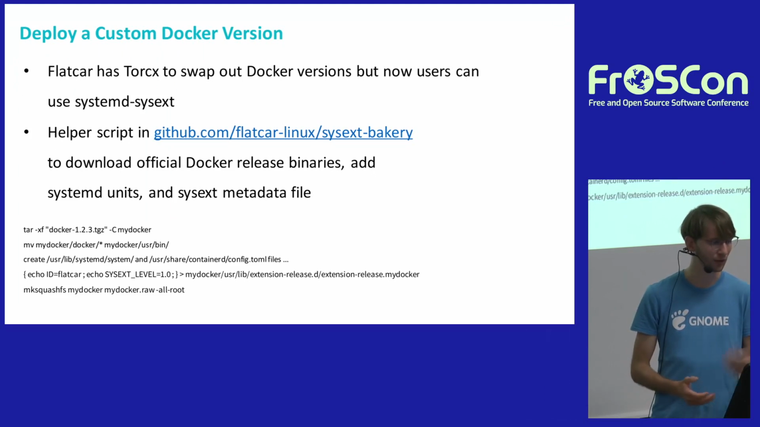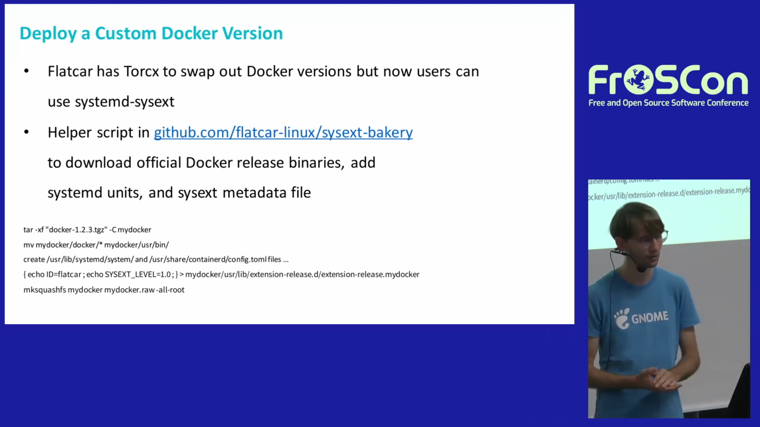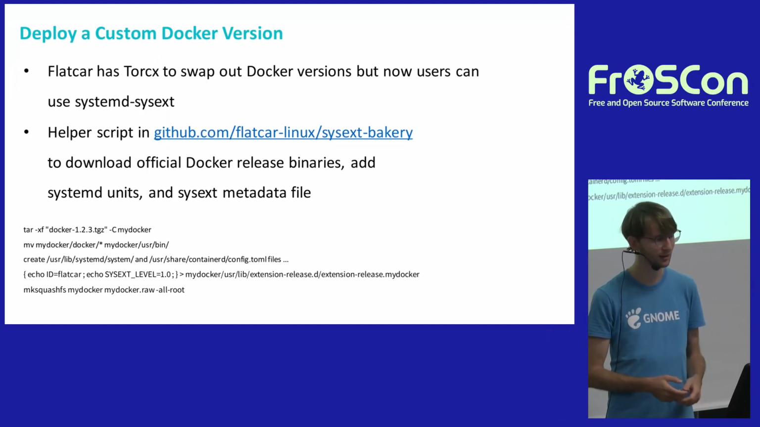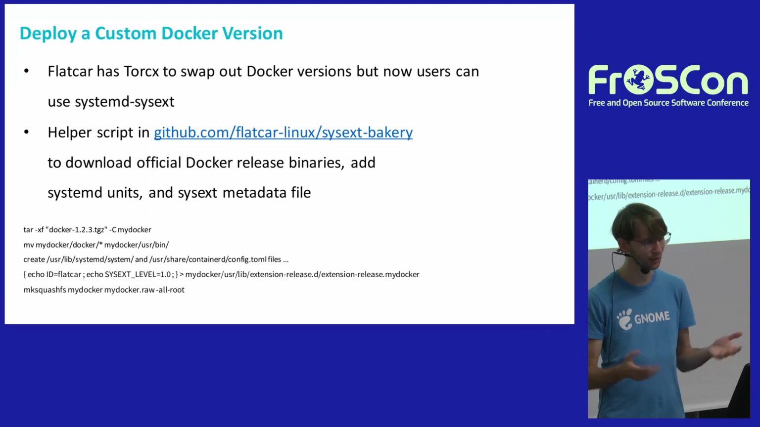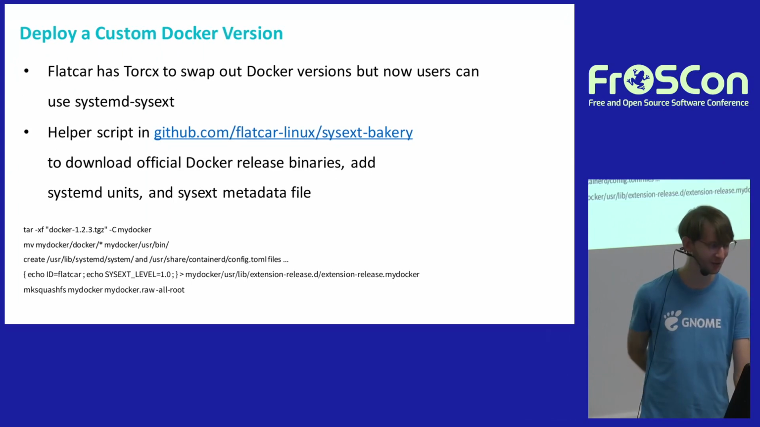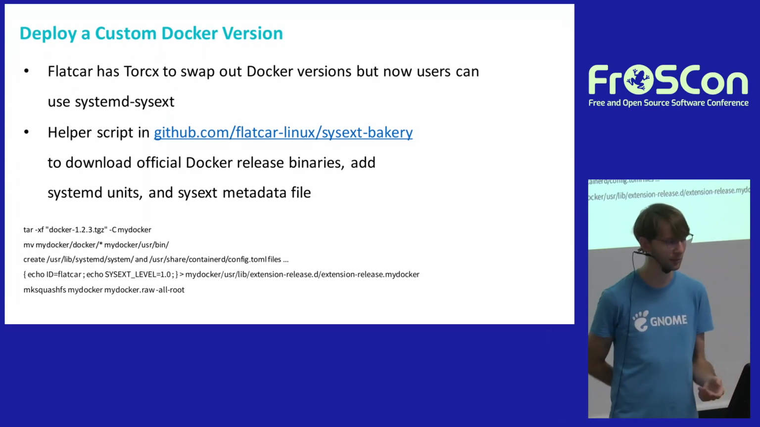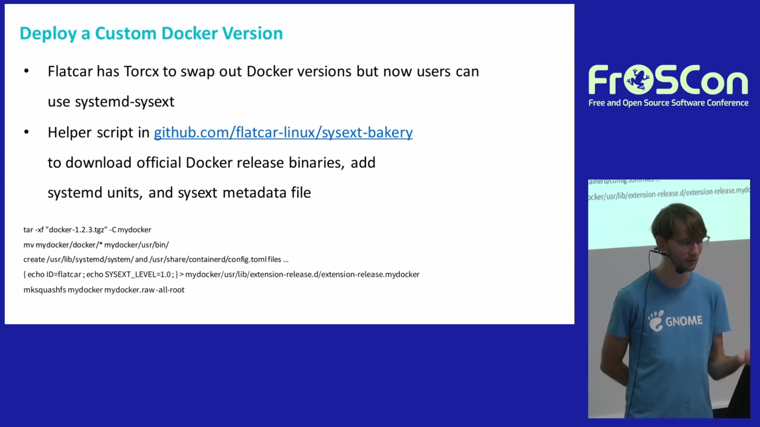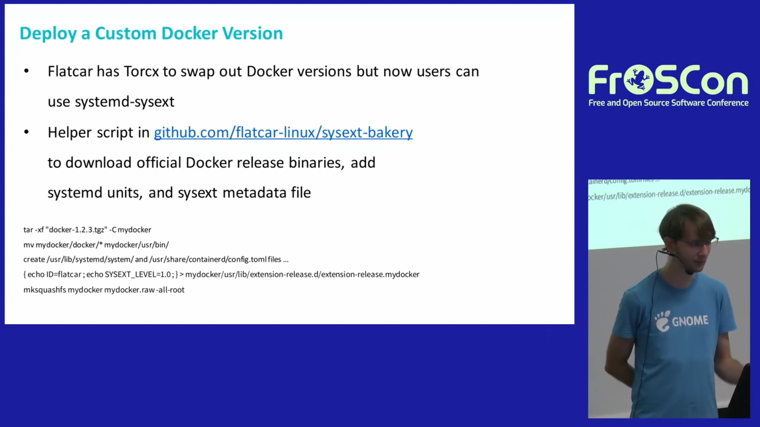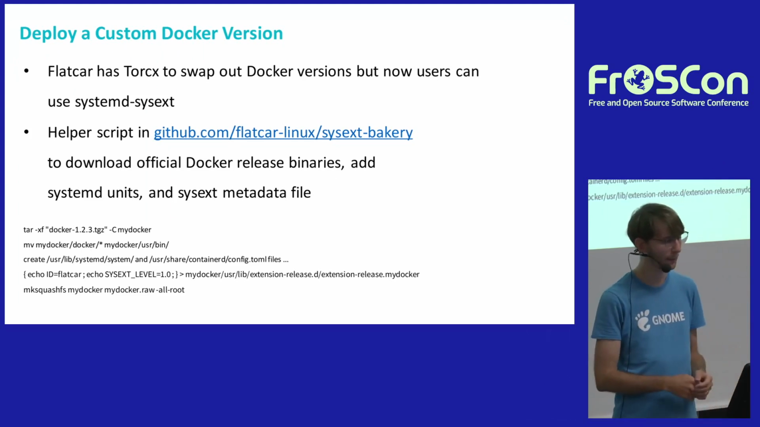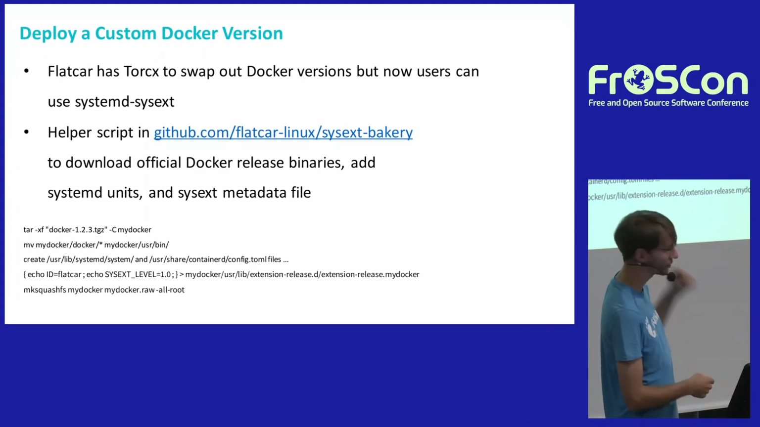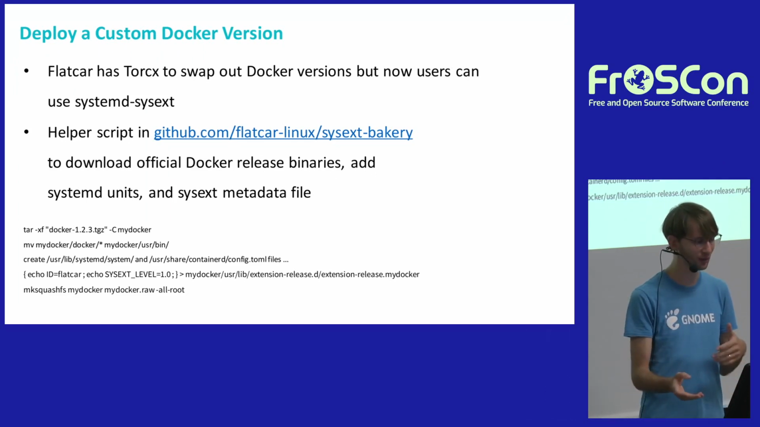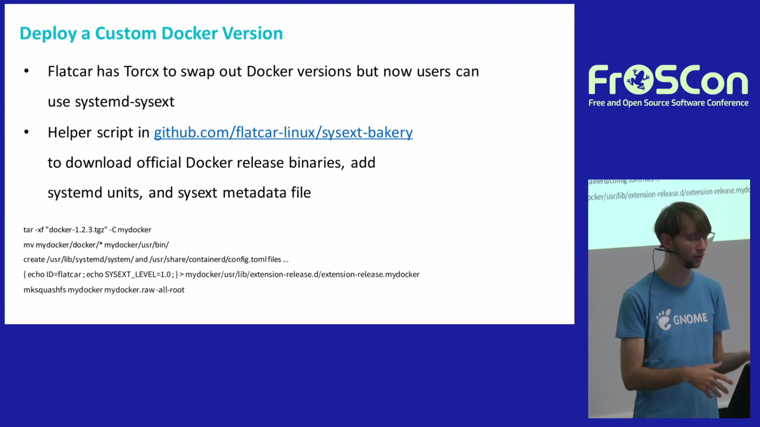So for users, we now already recommend using systemd-sysext to set this up. We have some helper scripts or baking recipes in this repository here, the sysext bakery, to download the official Docker release binaries. These are static binaries already. Then you can just package them up by adding the systemd unit and the sysext release metadata file, and your sysext is ready. So what it does is quite simple, and you can also take it as instructions for how you can build your own sysext image.